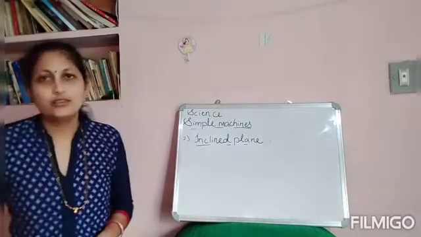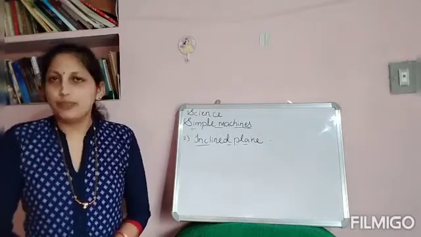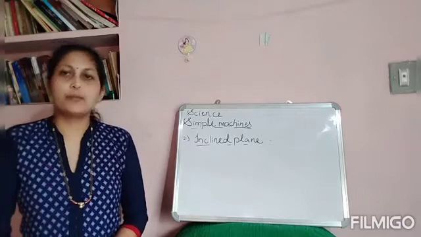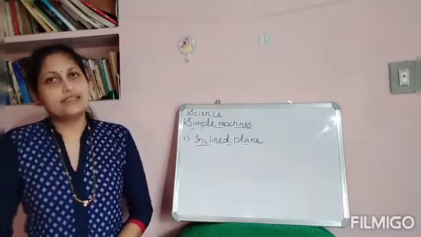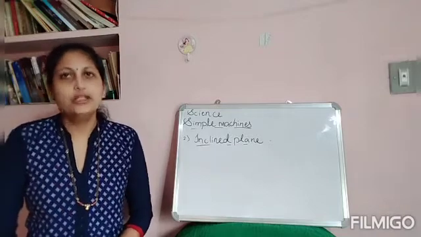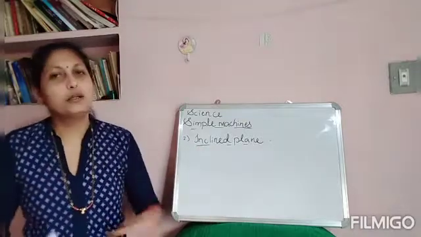Hello children. So far in the previous class you have learnt about simple machines. What are simple machines? Types of simple machines. In that you have learnt about lever and its types. I hope you understood. Next let us see the second type of simple machine, that is inclined plane.